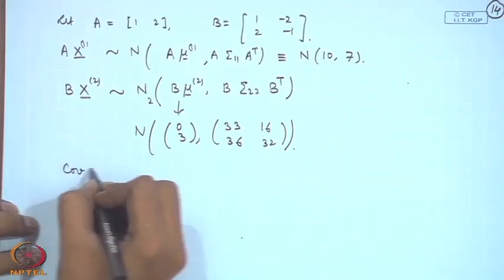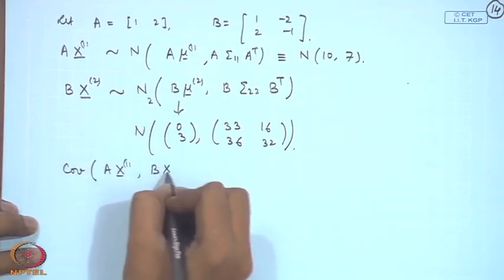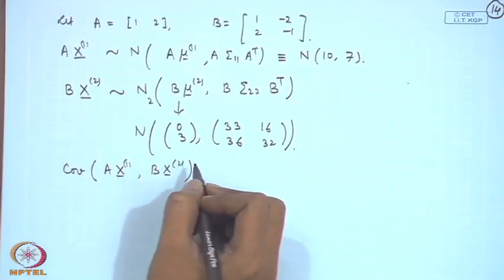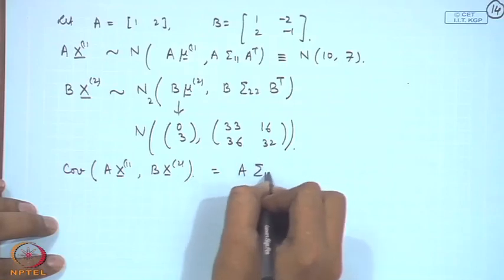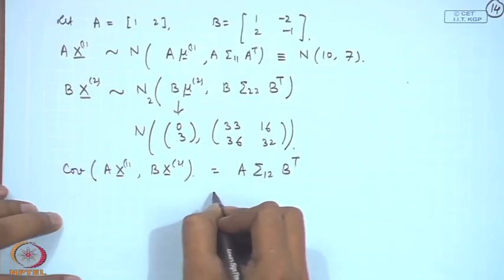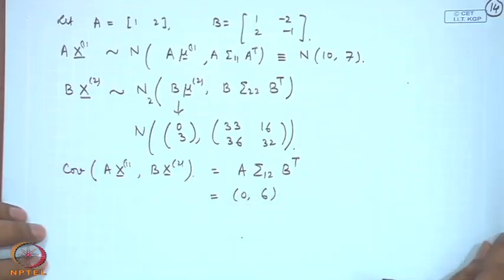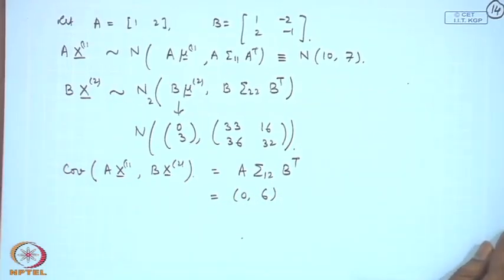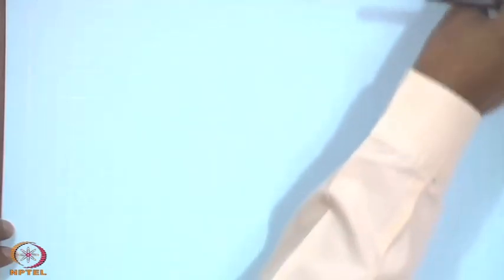Let us also consider, say, the covariance between A x 1 and B x 2. Then this will become equal to A sigma 1 2 B transpose. So, that is equal to 0 6. So, in this example I have shown you a direct application of the distribution theory of the multivariate normal distribution, and various things were considered here. Let me give one more exercise here.